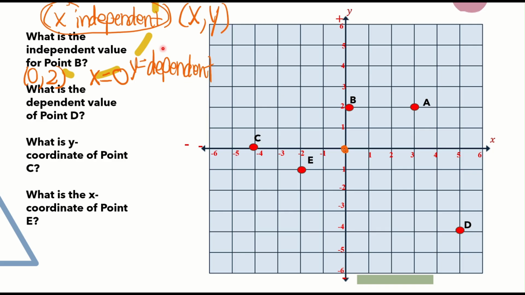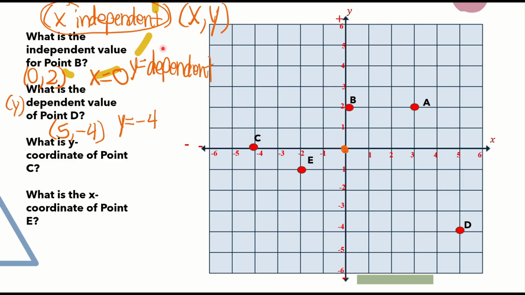Let's look at the next question. What is the dependent value of point D? Dependent means y, which in this case would be my y coordinate. Let's get the ordered pair for point D. 5, -4. In this case, my y value would be a -4. Let's continue. So remember that y coordinate and x coordinate is the same thing as my independent and dependent. So in this case, we're just looking for my dependent value.